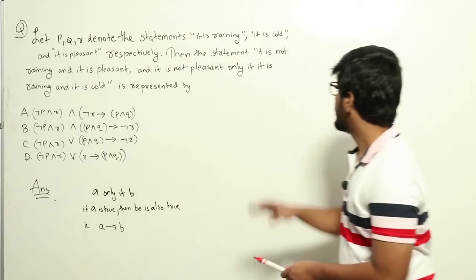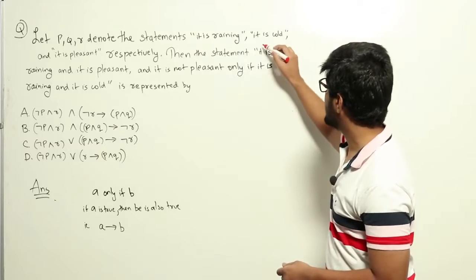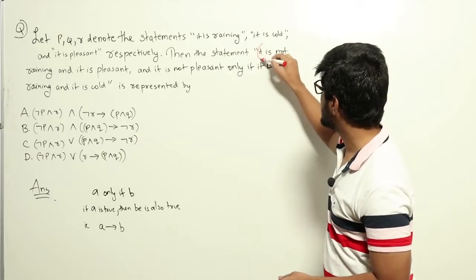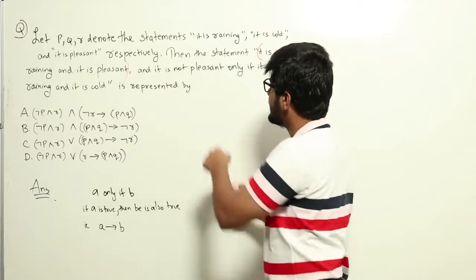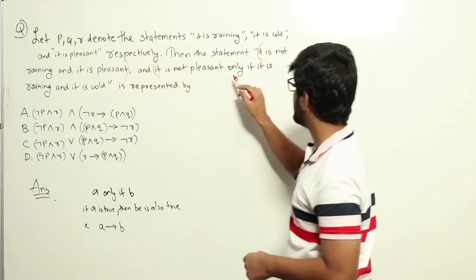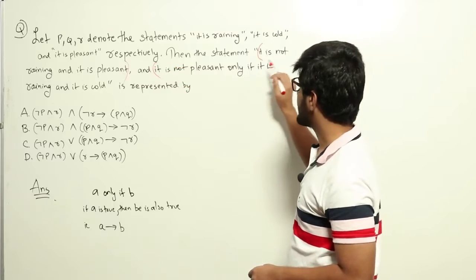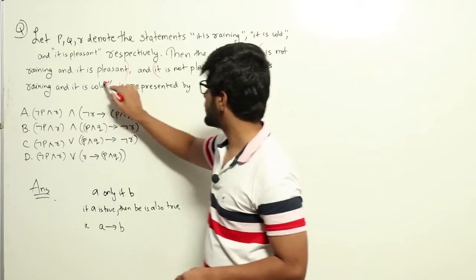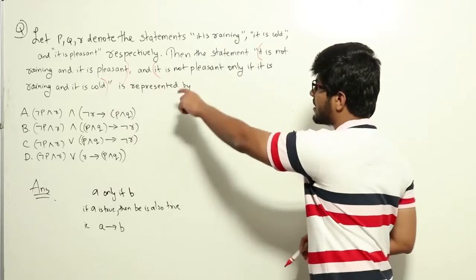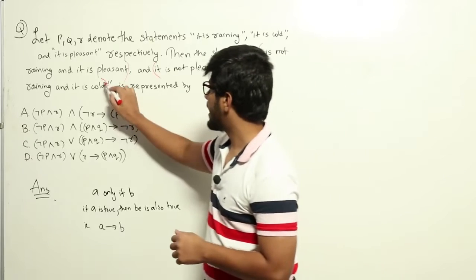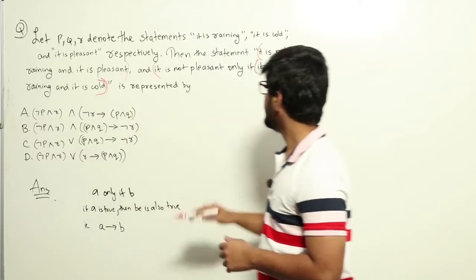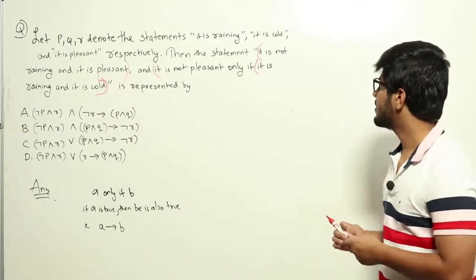So for reading it, we will put brackets here: it is not raining and it is pleasant. After that, and it is not pleasant only if it is raining and it is cold. So I can end the bracket here. So this we can read as: it is not pleasant only if, we'll start a bracket here, it is raining and it is cold. So this is how we should read the statement.